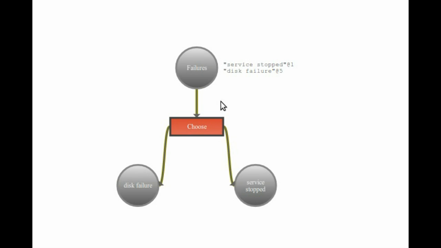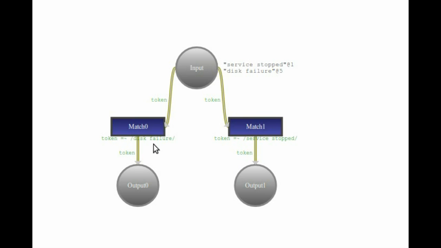In this case, I want tokens containing the text disk failure to move down into the state disk failure, and those containing server stopped to move into server stopped, so that we can model contingency plans. This is achieved by replacing the transition with a sub-Petri net, and a Petri net in itself. If we have a look at that internal Petri net, this is what it looks like. It actually has two transitions.